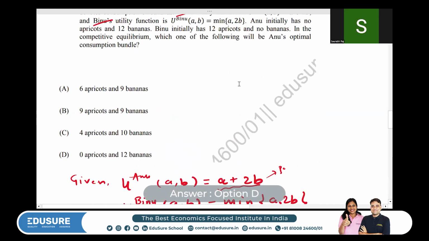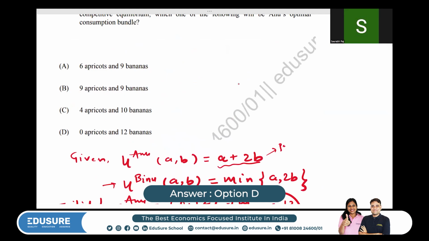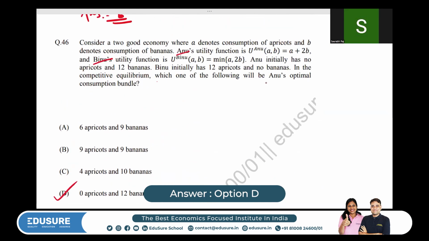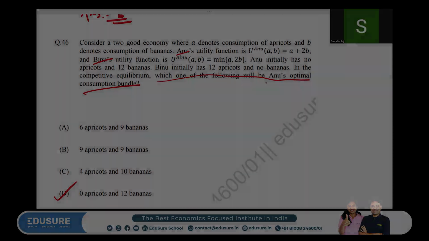So if you go through the options, option D will be correct, because the question is asking which one of the following will be Anu's optimal consumption bundle. Okay, so option D will be correct.